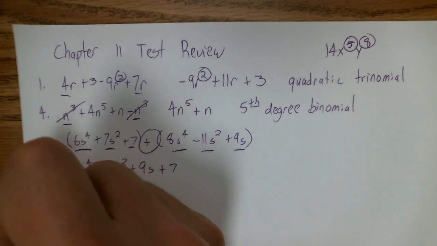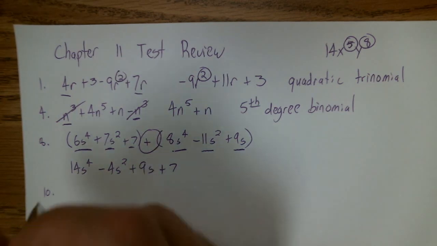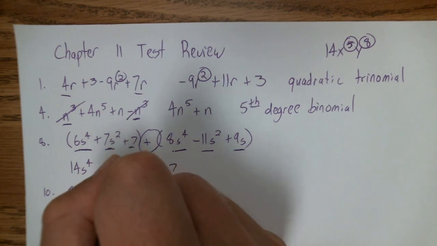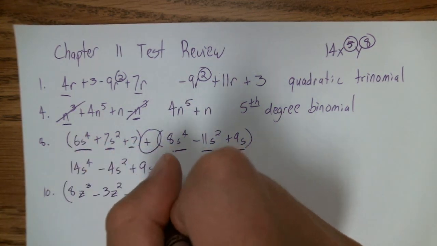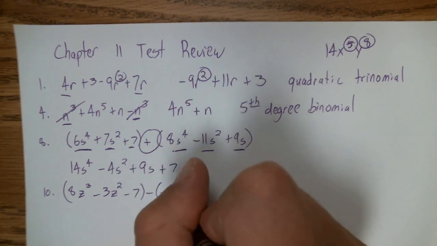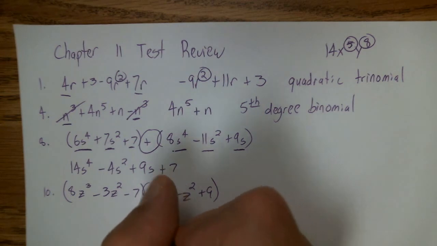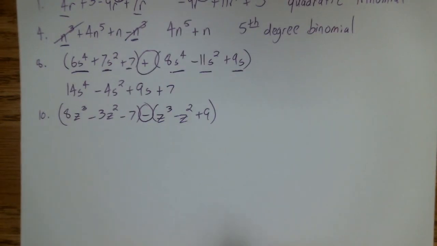Alright, so the next one we have is number 10. The only difference between 8 and 10 is 8 was adding and 10 is going to be subtracting. So I have 8z to the 3rd minus 3z squared minus 7, parentheses, subtract z to the 3rd minus z squared plus 9. Okay, so once again my brain is focused on that guy right there. I see a minus in the middle. Okay, so I'm subtracting polynomials.